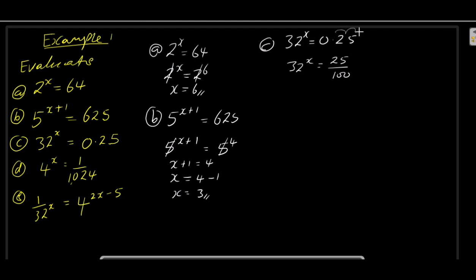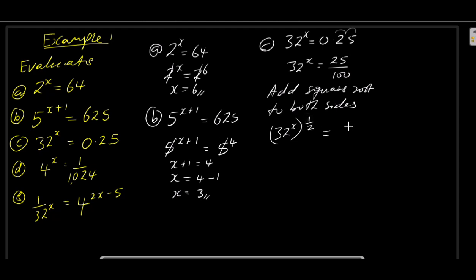Okay, so the next thing we need to do here is to evaluate completely. What we need to do is to add square root to both sides. Now, let's make use of our power law. That is, we have 32 raised to the power of x, raised to the power of 1 over 2. This is equal to 25 raised to the power of 1 over 2, over 100 raised to the power of 1 over 2.